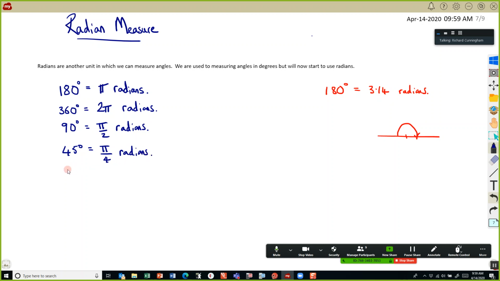And what about 30 degrees? Think, what do I do to this 180 degrees to get 30? It's going to be pi over what? I can have somebody from HL. Yeah, it's going to be 6, because 180 divided by 6 is 30. Pi divided by 6, pi over 6 radians. And I'll do one more. What about 60 degrees?